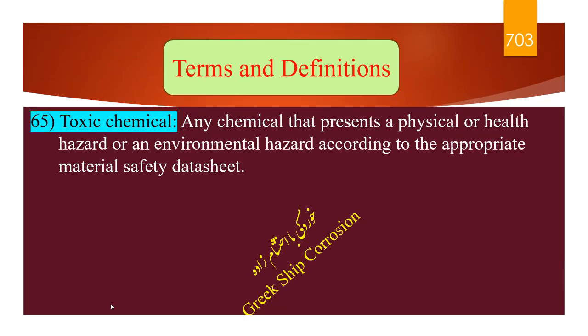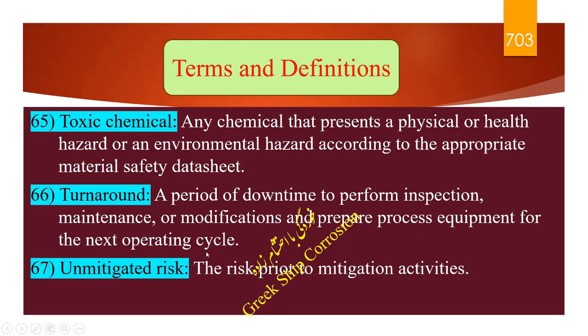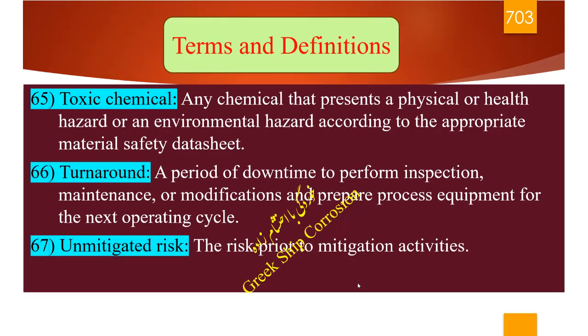65. Toxic chemical. Any chemical that presents a physical or health hazard or an environmental hazard according to the appropriate material safety datasheet. 66. Turnaround. A period of downtime to perform inspection, maintenance, or modifications and prepare process equipment for the next operating cycle. 67. Unmitigated risk. The risk prior to mitigation activities.